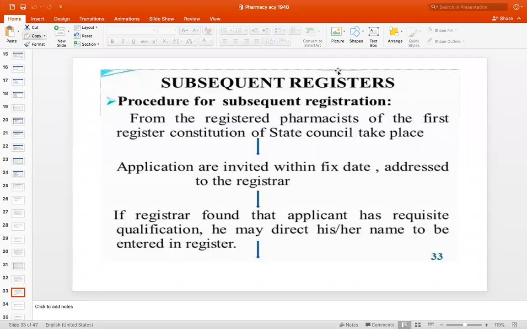What is the subsequent register? Procedure for subsequent register. From the registered pharmacists of the first register, constitution of the state council takes place. Applications are invited within a fixed date and addressed further to the register.